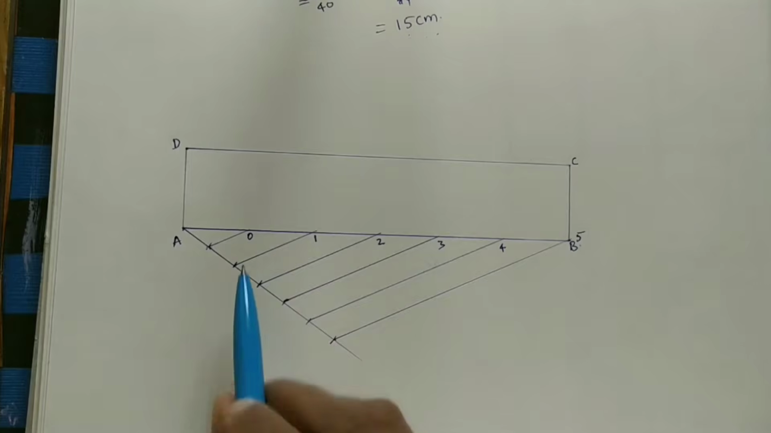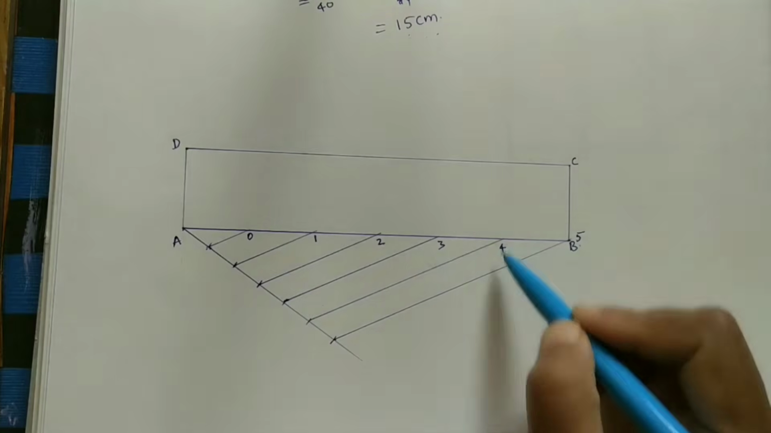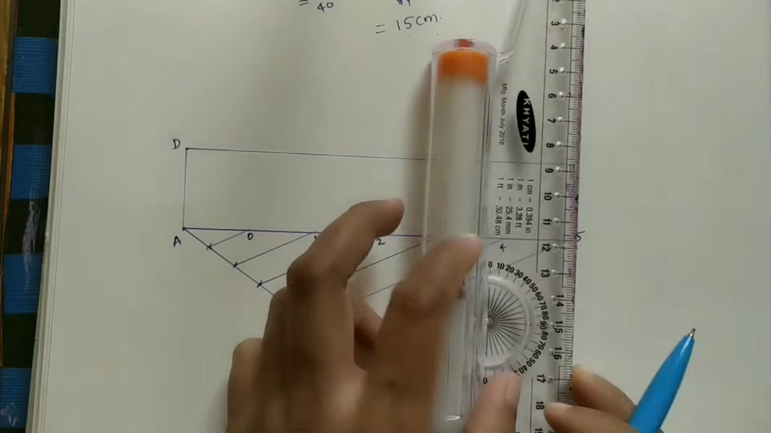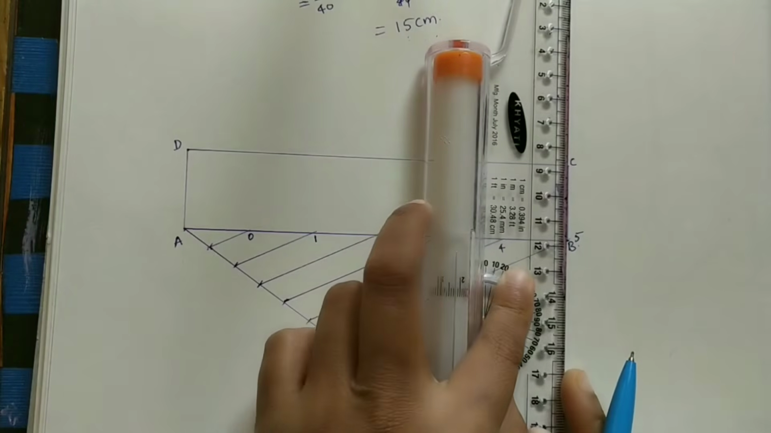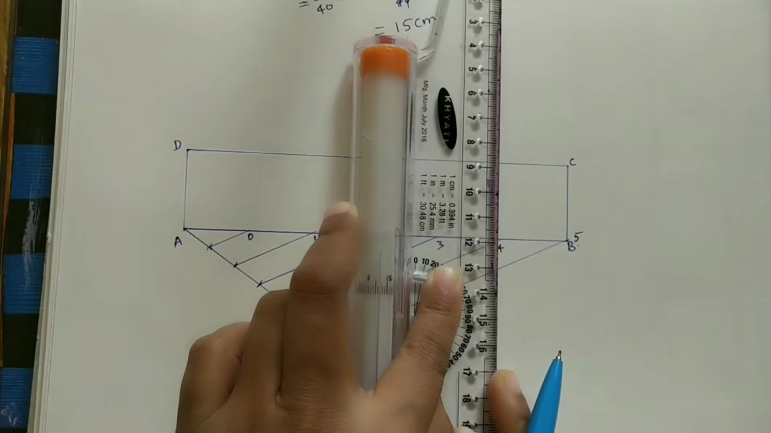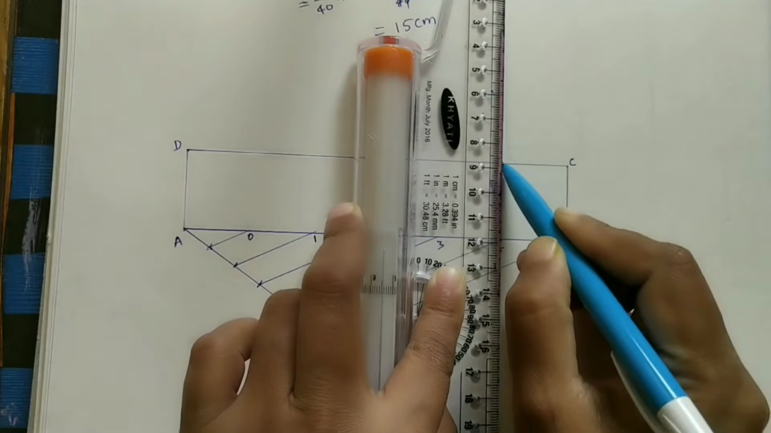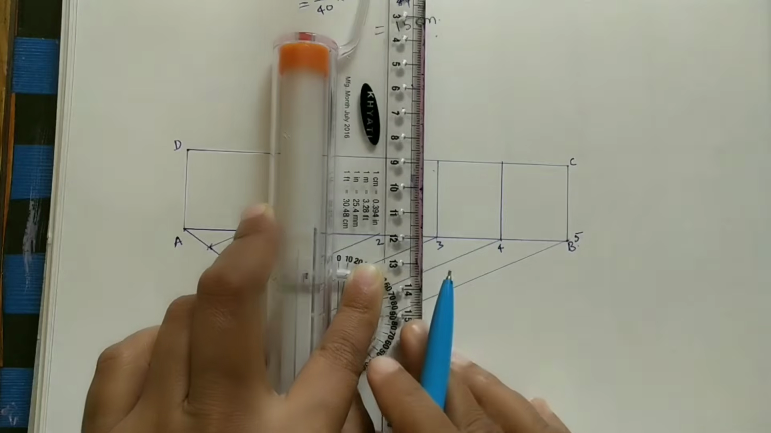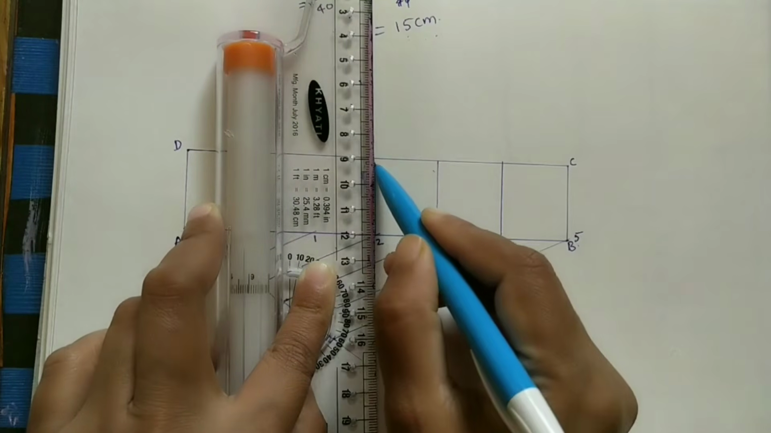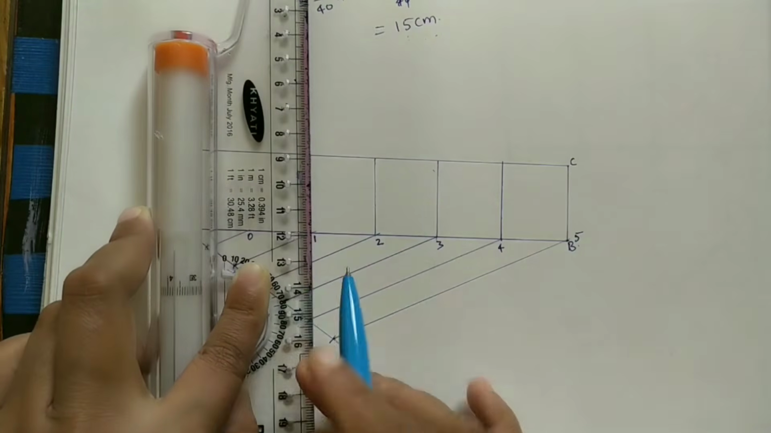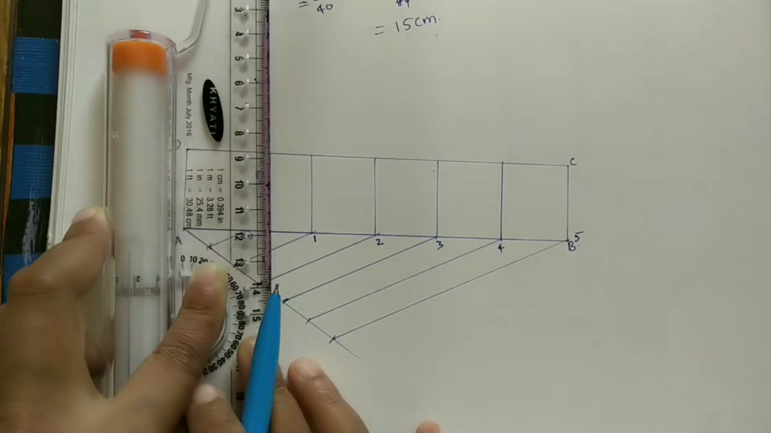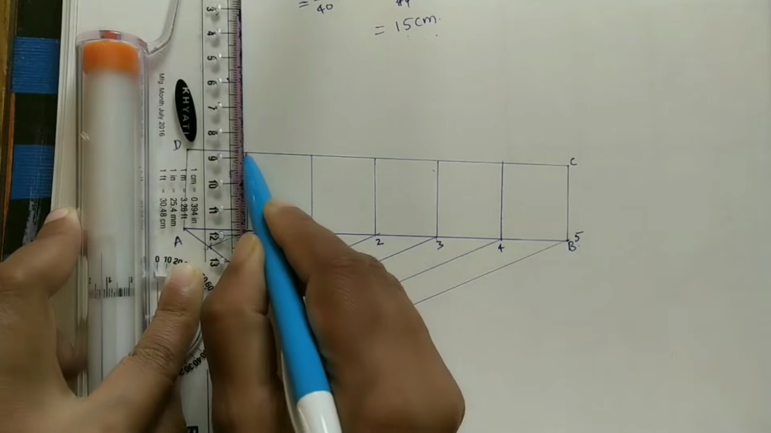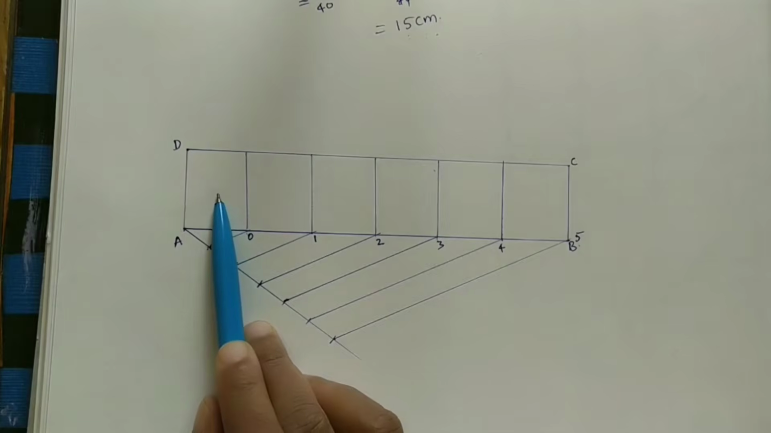After that, at all the points, do the vertical lines. Okay, so take this as a reference line. At 4, do the vertical line. So here we have divided into 6 parts.